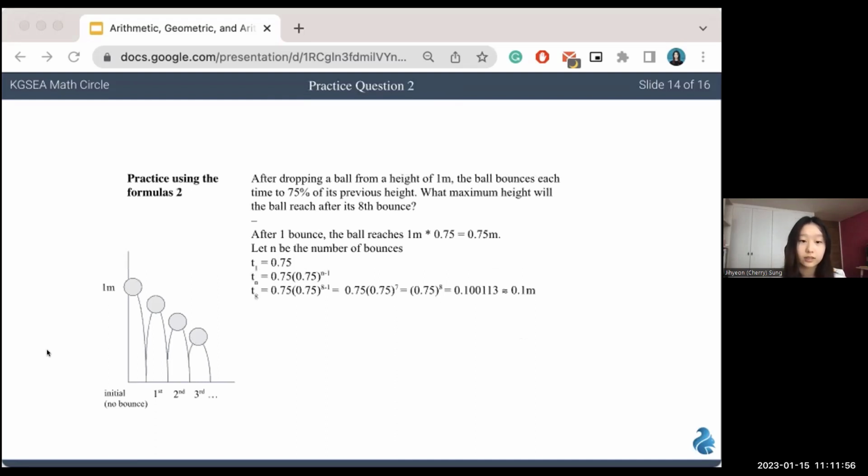And the next question asks, after dropping a ball from the height of 1 meter, the ball bounces each time to 75% of its previous height. What maximum height will the ball reach after its 8th bounce? So after one bounce, you can realize that the ball reaches 0.75 meters. This is our first term, k1, when n is the number of bounces. Since the common ratio is also 0.75, the explicit formula of this geometric sequence is 0.75 times 0.75 to the power of n minus 1. So when n equals 8, which means after the 8th bounce, the ball reaches the maximum height of around 0.1 meter.